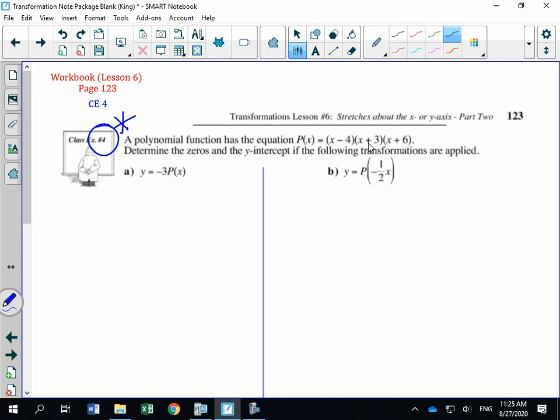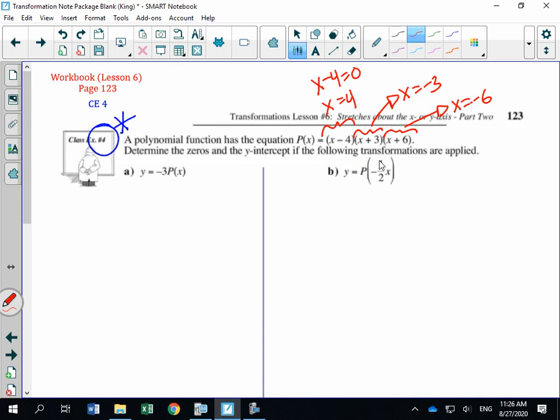When it's factored, you can look at these factors and get what the zeros are. From quadratics, x minus 4 is equal to 0, so that x-intercept, or zero, is at 4. This zero or x-intercept is negative 3. And this zero or x-intercept would be negative 6. These are the zeros of the function, which are the x-intercepts of the function. So we have three x-intercepts at 4, negative 3, and negative 6.